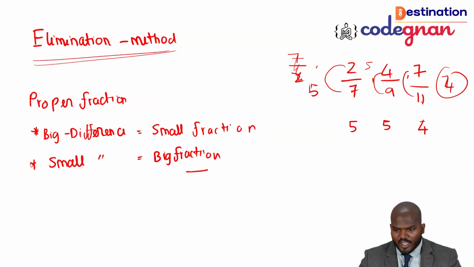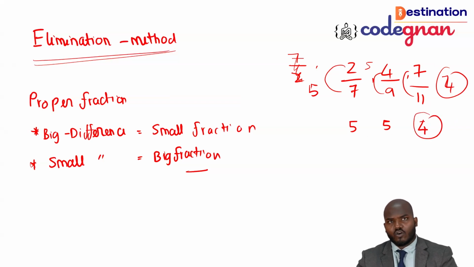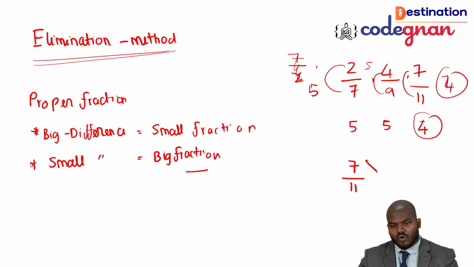So probably, guys, there is 7 by 11 here. This is giving the smallest difference among these: 5, 5, 4. So 4 is the smallest difference among them. Then it should be the biggest fraction. Then 7 by 11 is the biggest fraction. Okay, fine. Now we have the same number.